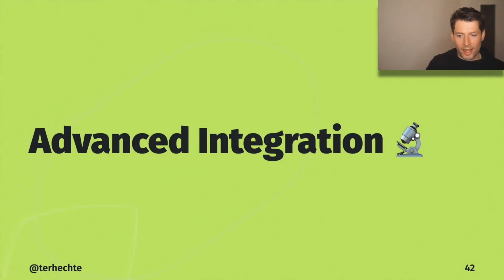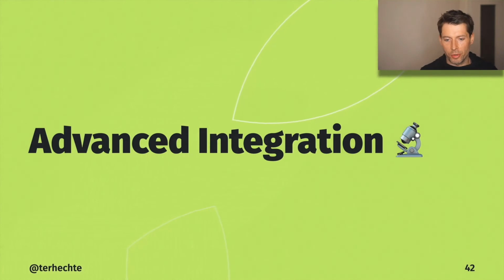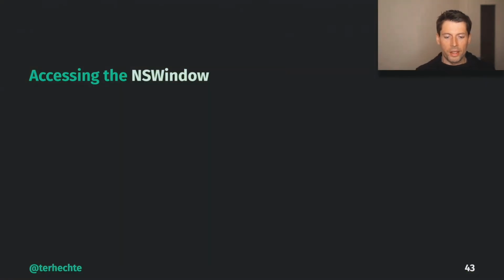Now that we did that and we successfully were able to call an AppKit method from UIKit, let's talk about some advanced integration techniques. So first of all, you may want to access the NSWindow. The NSWindow obviously is the window that belongs to your Catalyst app, but in Catalyst it is a UIWindow. And this UIWindow on Catalyst is backed by an actual NSWindow. And that is something that you want to hand in to AppKit in order for AppKit to allow you to perform actions on this window.